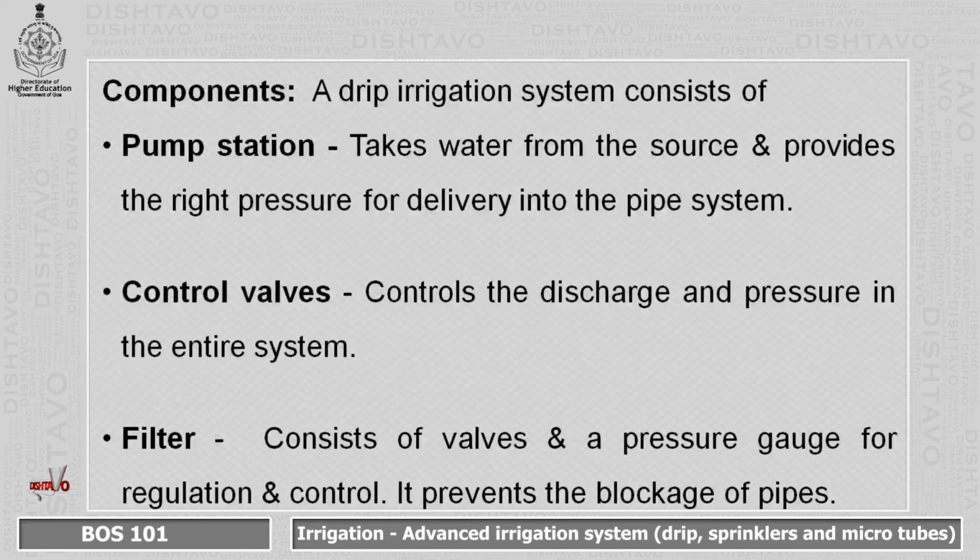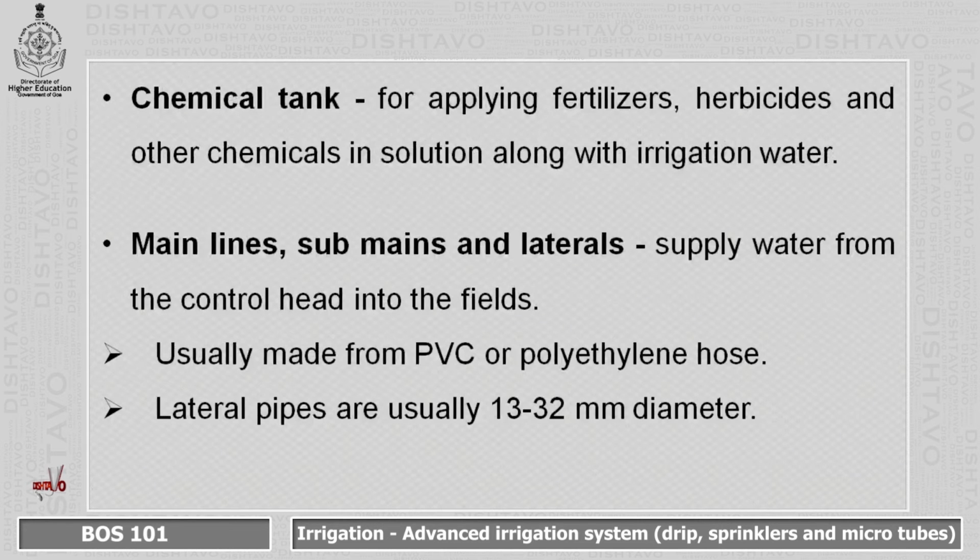Components of drip irrigation system are pump station. This takes water from the source and provides the right pressure for delivery into the pipe system. Control valves. This controls the discharge and pressure in the entire system. Filter consists of valves and a pressure gauge for regulation and control. It prevents the blockage of pipes. Chemical tank is used for applying fertilizers, herbicides and other chemicals in solution along with irrigation water.